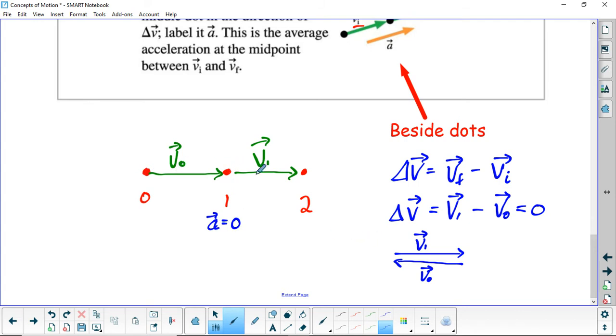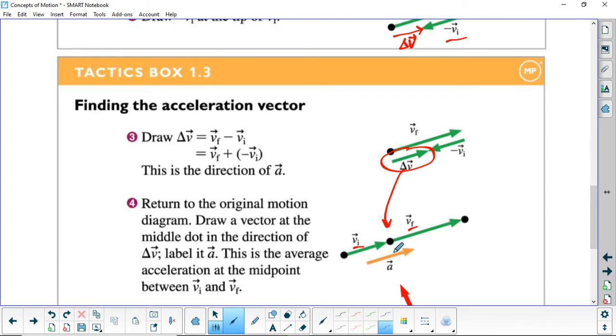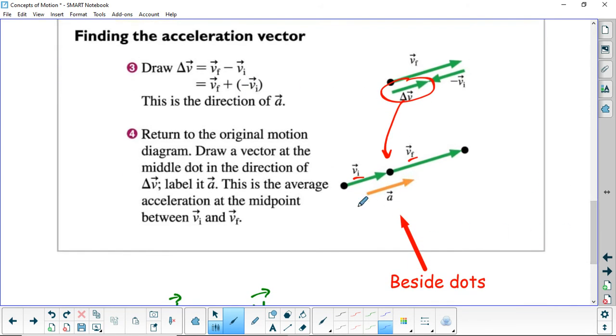So if you don't have any acceleration, if you're constant velocity, you're going to label the dots between each velocity vector as a equals 0. And if you do have an acceleration, you're going to figure out what direction that acceleration is by subtracting your vectors and then writing that acceleration vector in the right direction next to that dot.